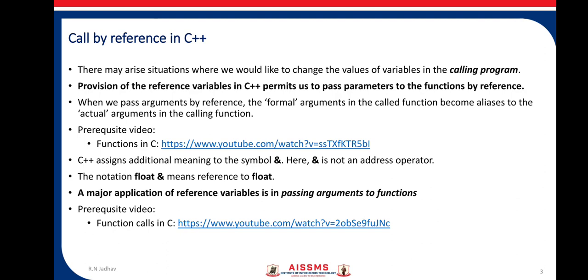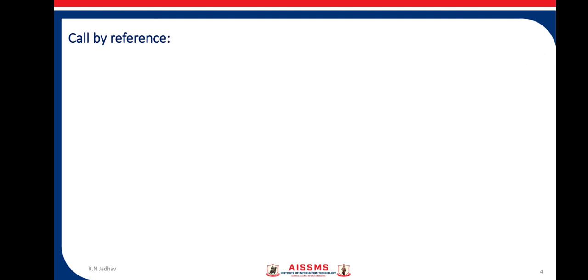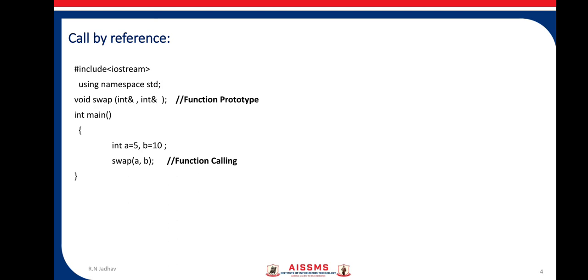A major application, as we have discussed, is passing arguments to functions. So let us take one example of how we can pass arguments to functions using reference variables in C++. Let us take this code. First is the header file iostream, then using namespace std, which defines the scope of the identifiers in std, like cin and cout, that you can use throughout your code. Now is your main function.